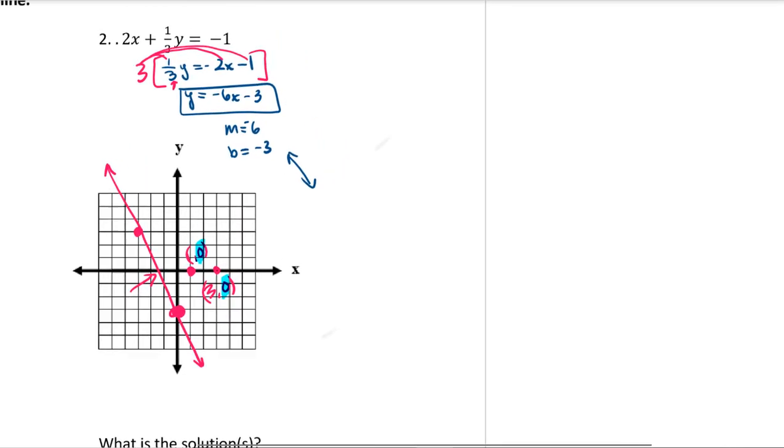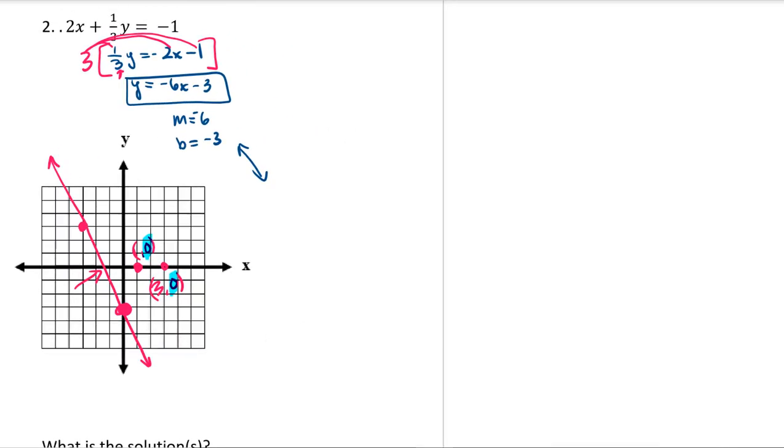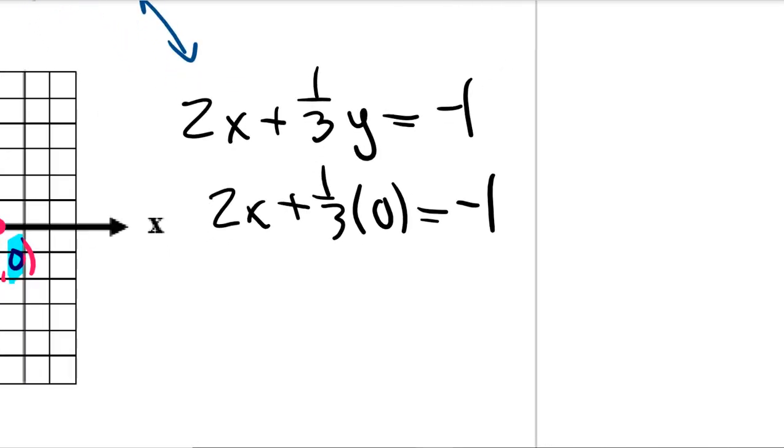So there's a couple different ways you could do that. We could start with the original equation. You just say, okay, 2x plus 1/3 y equals negative 1. Now we're going to put 0 in for the y, right? So 2x plus 1/3 times 0 equals negative 1. Now that piece is going to be gone. So we're just going to have 2x then equals -1, because that piece right there, 1/3 times 0, that's gone.